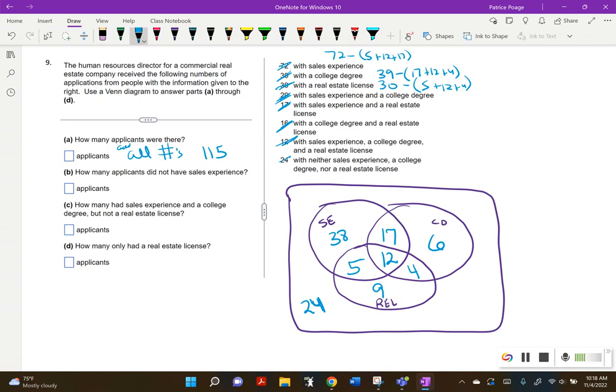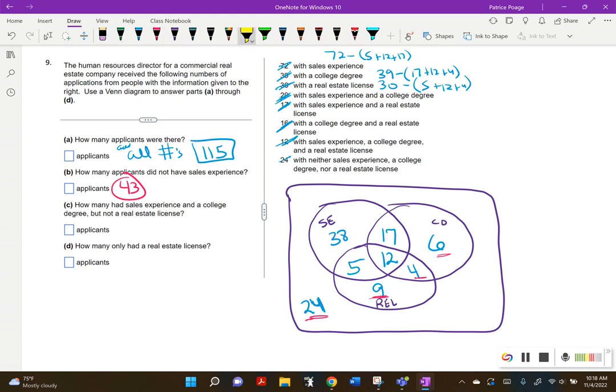We get 115. How many applicants did not have sales experience? So they're not in this circle. So we're going to add 24 plus 9 plus 4 plus 6, which is 10 plus 33, is 43.